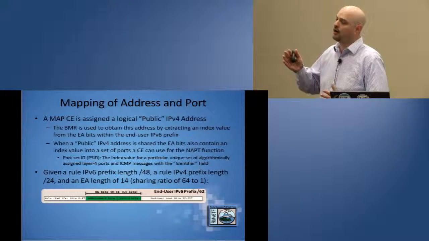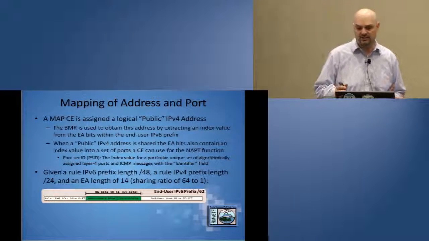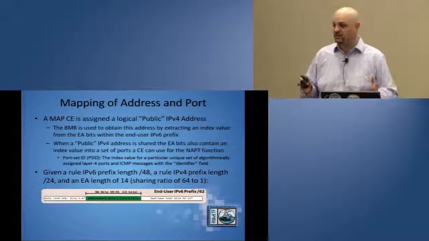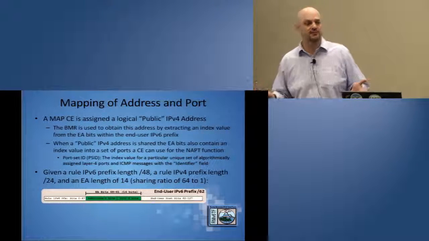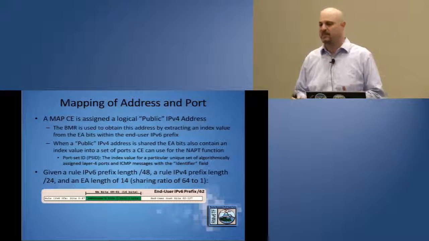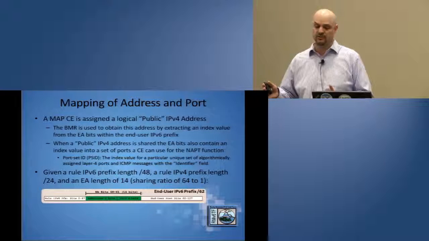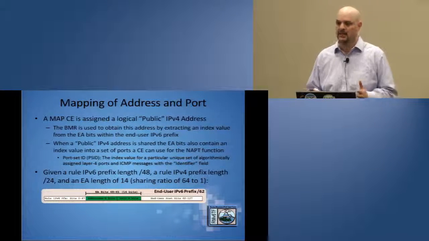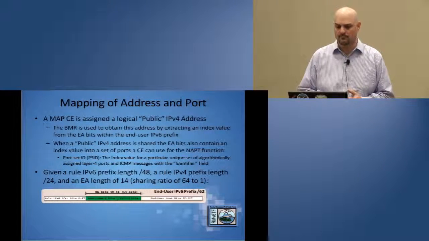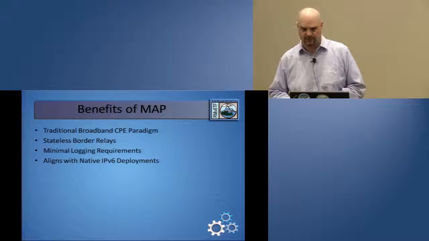The fact that our IPv4 rule prefix is a /24, which is represented by 8 bits, leaves us 6 bits to do unique port set allocations, right? And 6 bits, how many values can it represent? 64, right? So for this particular map domain definition, we have the ability to allocate 256 unique addresses, and then 64 unique sets of ports. And I'm going to go through a practical example in the algorithm section.